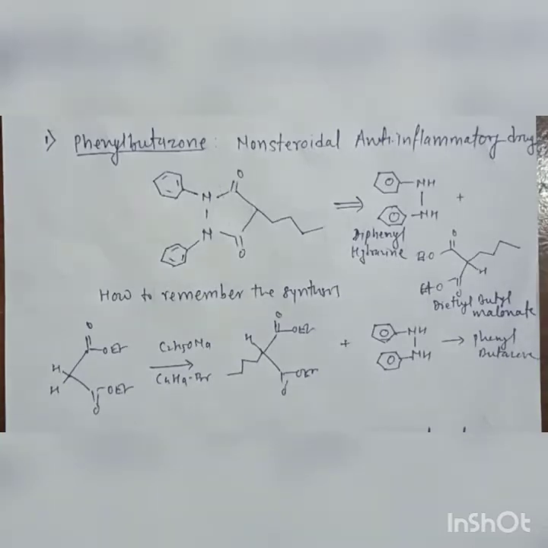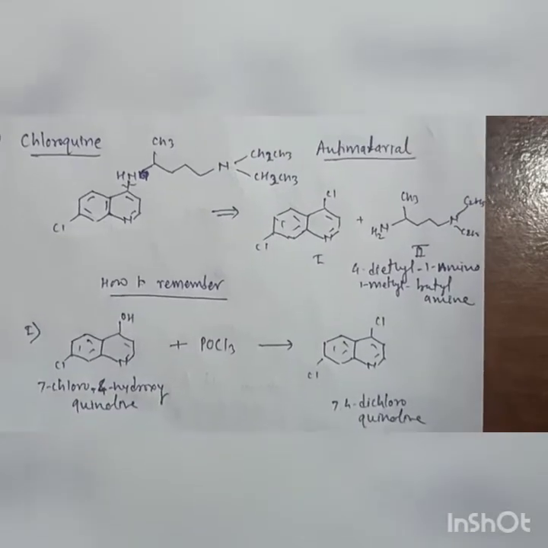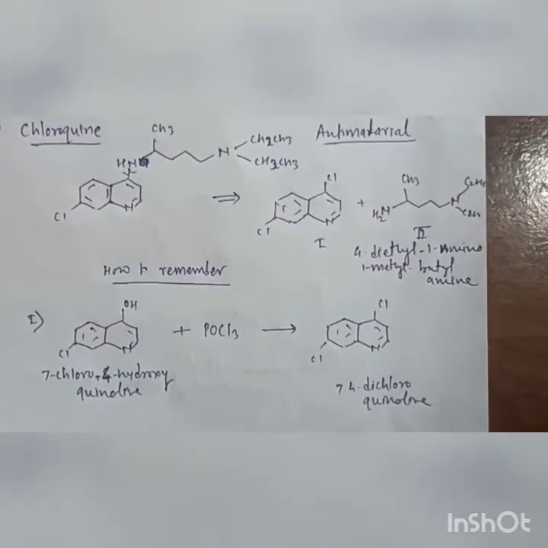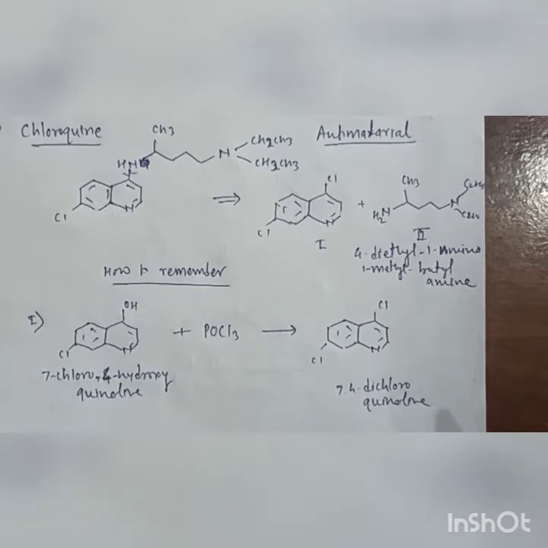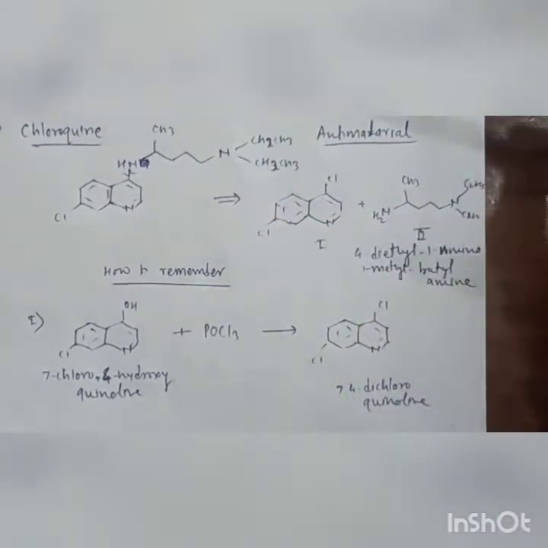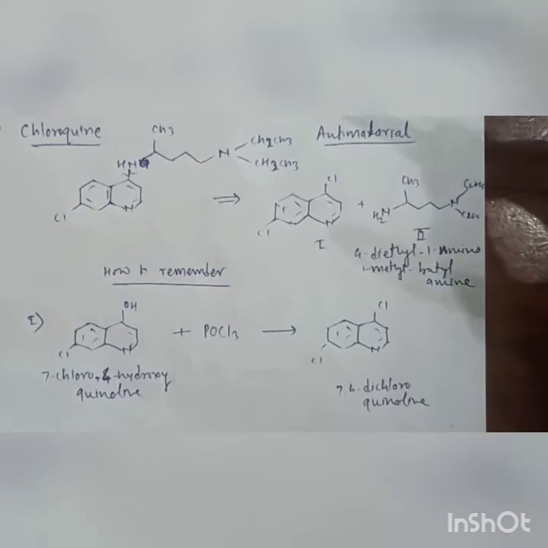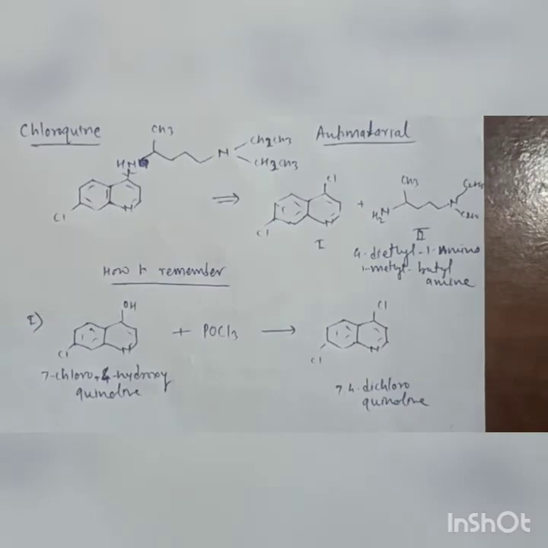Now the second drug we will see is a well-known antimalarial, that is chloroquine. See here how it will be formed. So again you have to remember the structure of chloroquine. This is the structure of chloroquine. The basic unit of chloroquine is quinoline. So again you have to make a disconnection so as to obtain the starting materials.